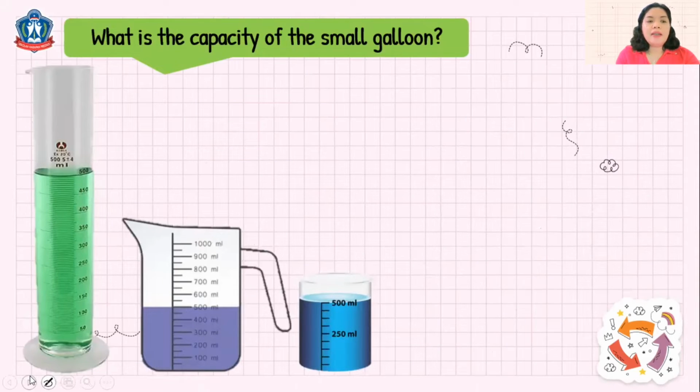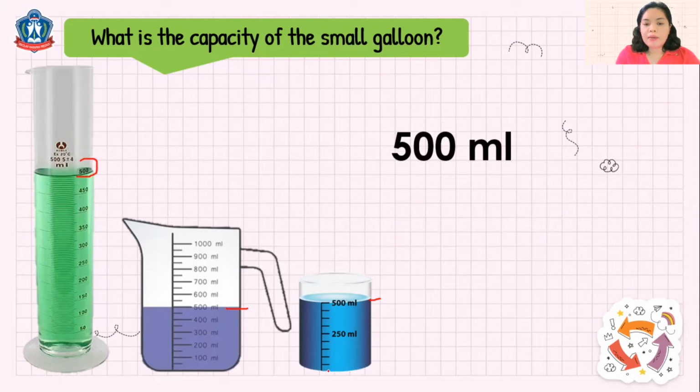Okay, I have here different capacities, children, but have you observed? They have the same volume. The first one is until 500, so this is 500 ml. This one also is 500 ml and this is also 500 ml. So even though we have different containers, we can also put different amounts or capacity of volume of liquids or water. So all you need to do, children, is observe the markings on the container.